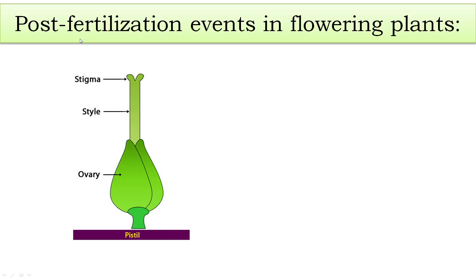If we talk about post-fertilization events in flowering plants. So now this is the last topic. Okay. So post-fertilization events in flowering plants. First we need to understand the structure of the female reproductive part. It is composed of stigma, style, and ovary.